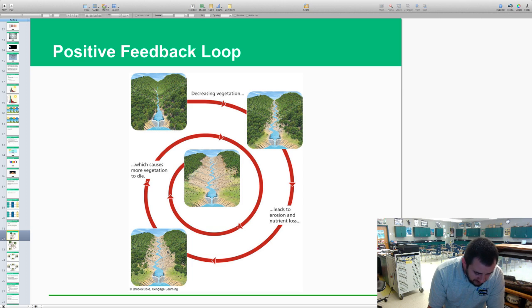It's basically like scientists could plant trees in a degraded area, such as this experiment, to slow the erosion and nutrient loss. That would help with slowing down the positive feedback loop in general.